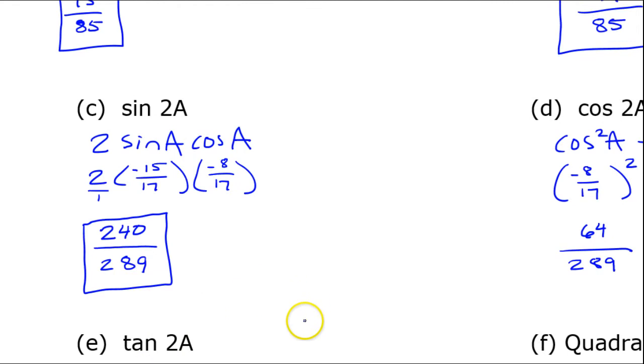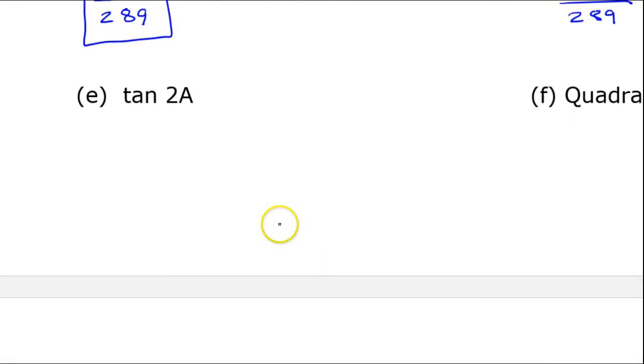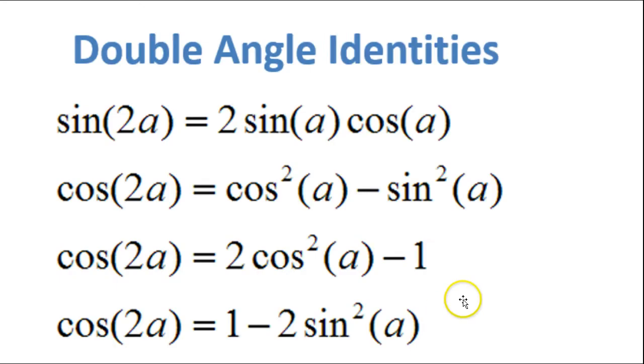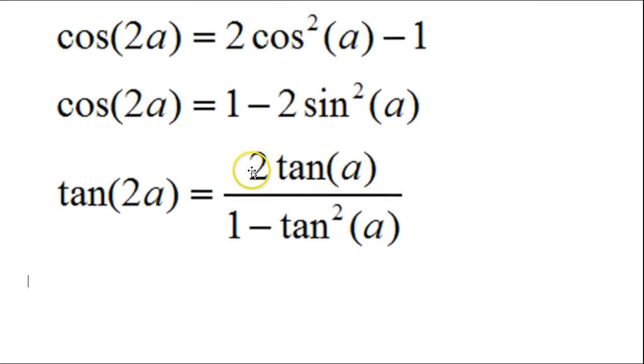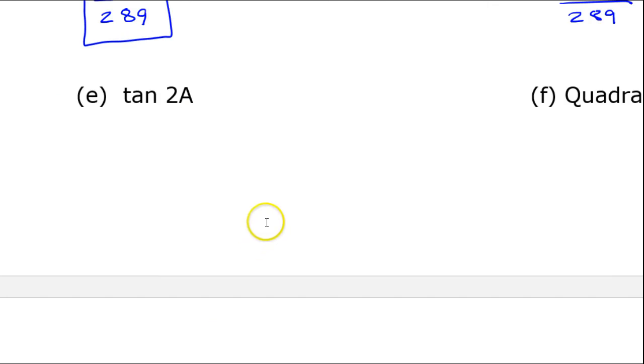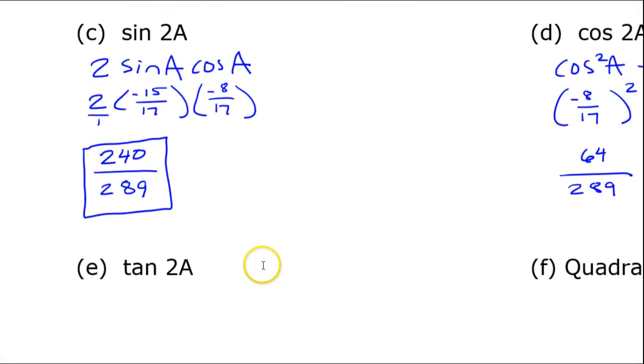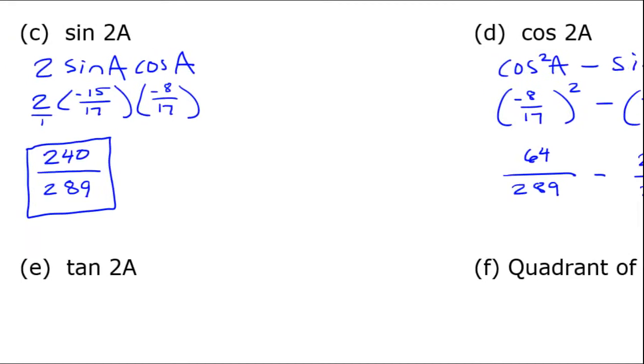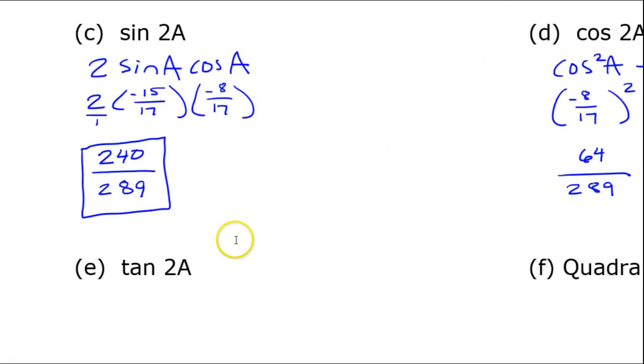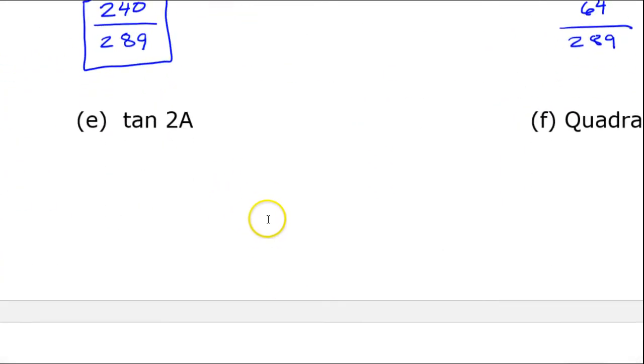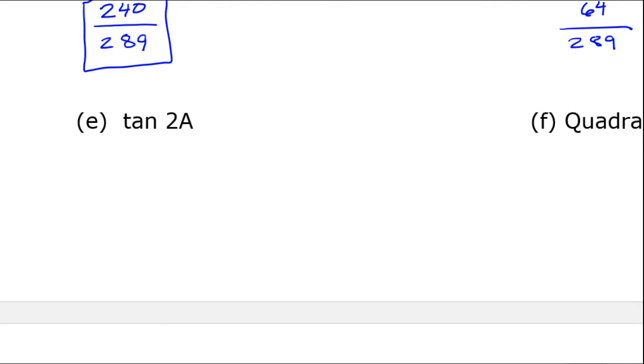Okay, what's next? E, tangent of 2a. Now there is a double angle formula for the tangent of 2a, and I could use this formula to find the answer. However, we also know that tangent is sine over cosine, and we just found the sine and the cosine. So it would be easier if we use those values. So I'm going to evaluate this by doing sine 2a over cosine 2a instead of using the tangent formula.